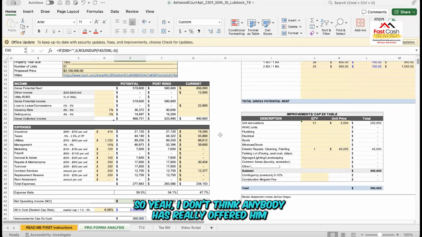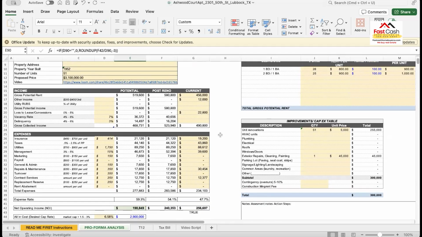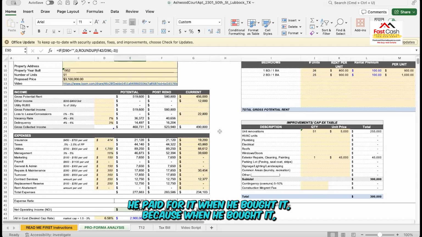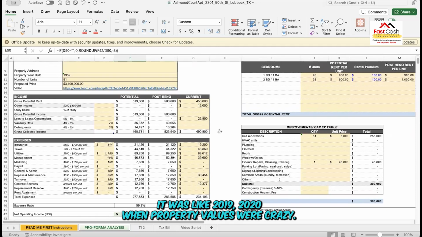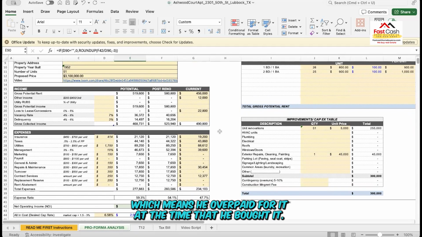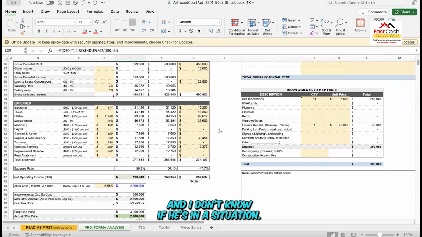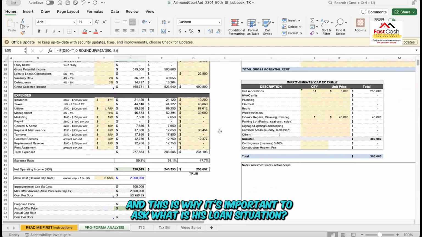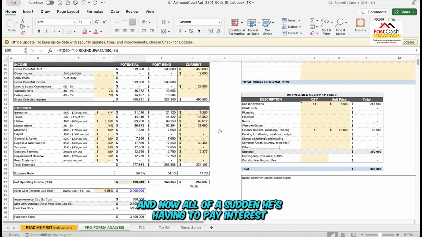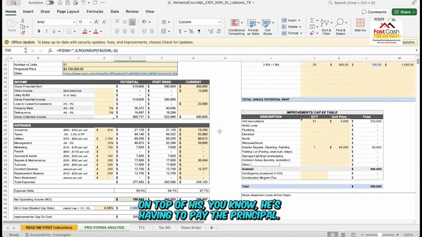So I don't think anybody has really offered him what he thinks this property is worth or what he paid for it when he bought it, because when he bought it, it was like 2019, 2020, when property values were crazy, right? And he bought it at a very low cap rate, which means he overpaid for it at the time that he bought it. And I don't know if he's in a situation, and this is why it's important to ask what is his loan situation, because let's say he had a 24-month interest only loan, and now all of a sudden he's having to pay interest on top of, he's having to pay the principal.